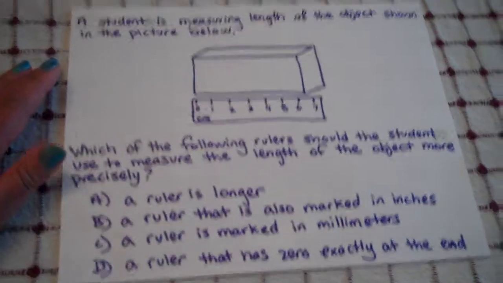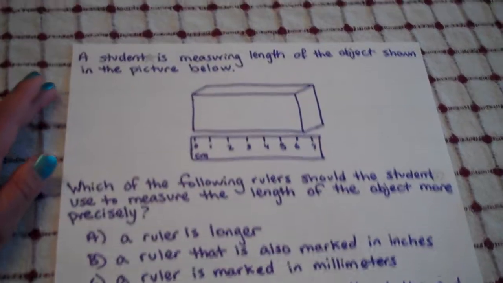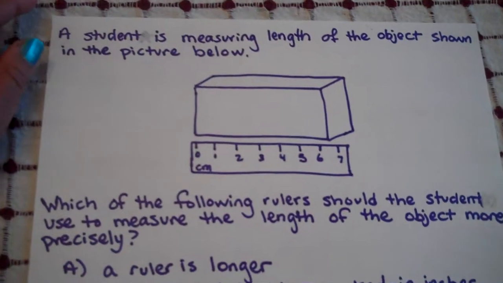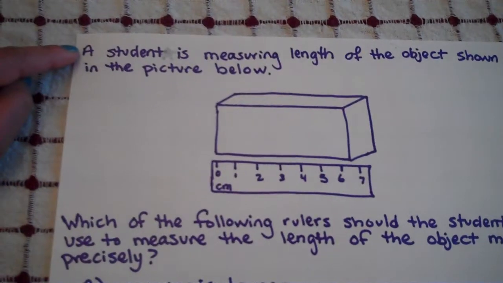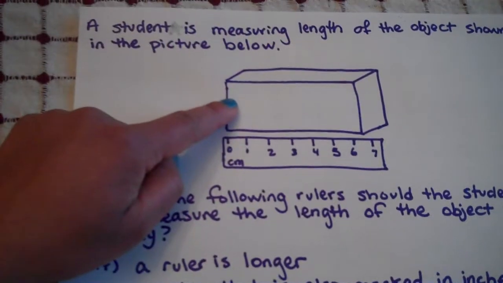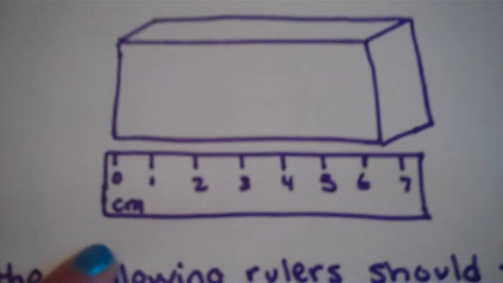This last one has to do with measuring things for accuracy. Okay, so we have two parts of the prompt and a picture that we need to focus on. A student is measuring the length of the object shown in the picture below. So here's the object. Here's the ruler.